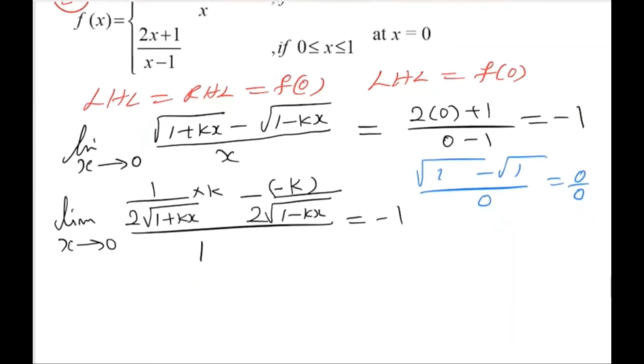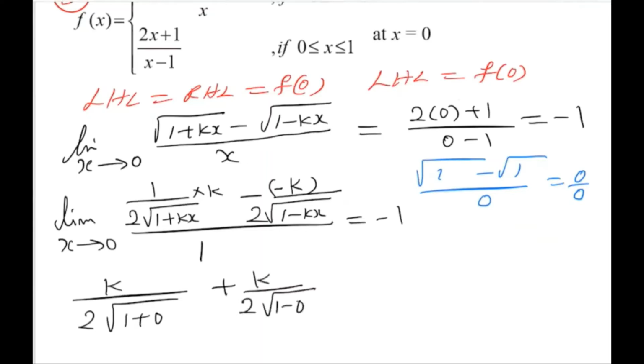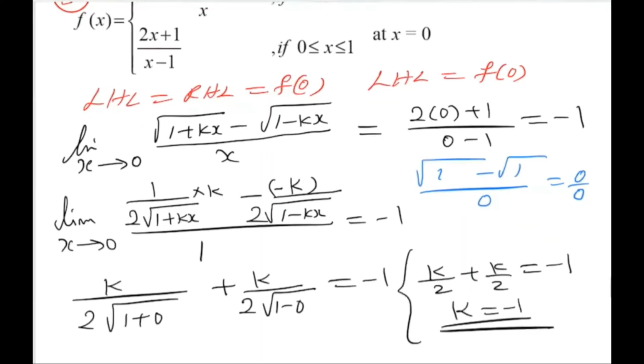Now you replace x by 0. K upon 2 times root of 1 plus 0, minus of minus, plus k upon 2 times root of 1 minus 0, equal to minus 1. So this is k upon 2 plus k upon 2, which is k. So k is minus 1.